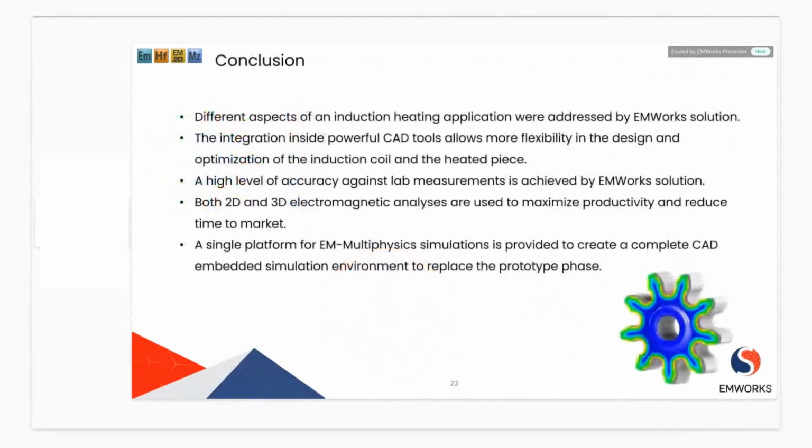So finally we come to our conclusion. We addressed different aspects of induction heating today. We saw how the EMWorks solution can help you to design and improve the efficiency of your system by trying different coil designs and by changing the frequency. You can see what power you can generate by using temperature dependent properties. You can also change the current, and change the distance between the coil and the heated piece and so on. These things can help you optimize and improve the efficiency of your induction heating related application, which, as we saw, is applied in several fields like industrial, domestic, and also medical applications.